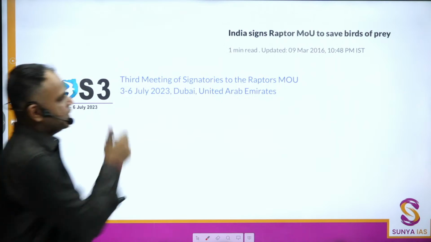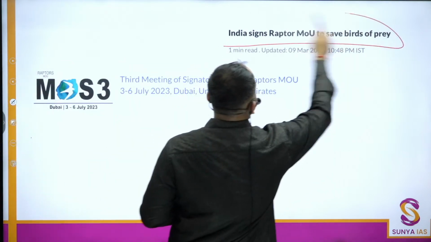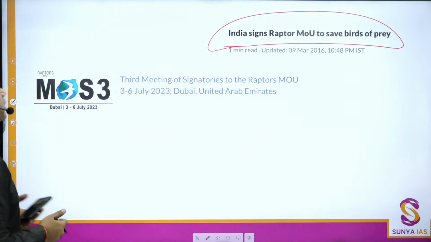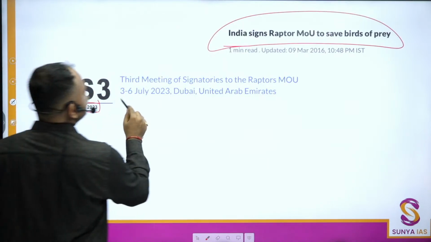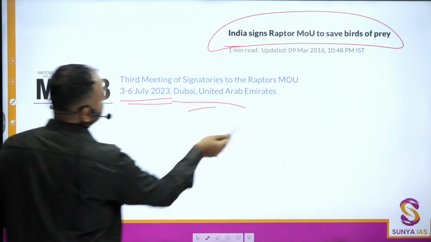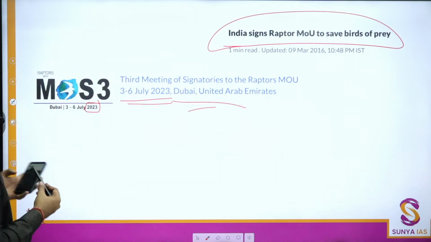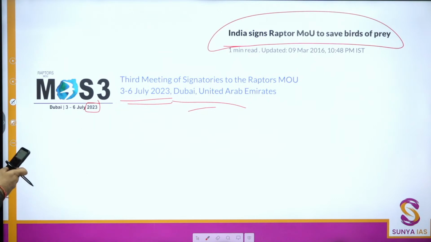Okay, fine. So yes, India is a signatory to this Raptor MOU. India has signed it, and this Raptor MOU meeting is also supposed to happen in 2023 in Dubai. Okay, one of the recent meets. So this is also something one can be aware about.